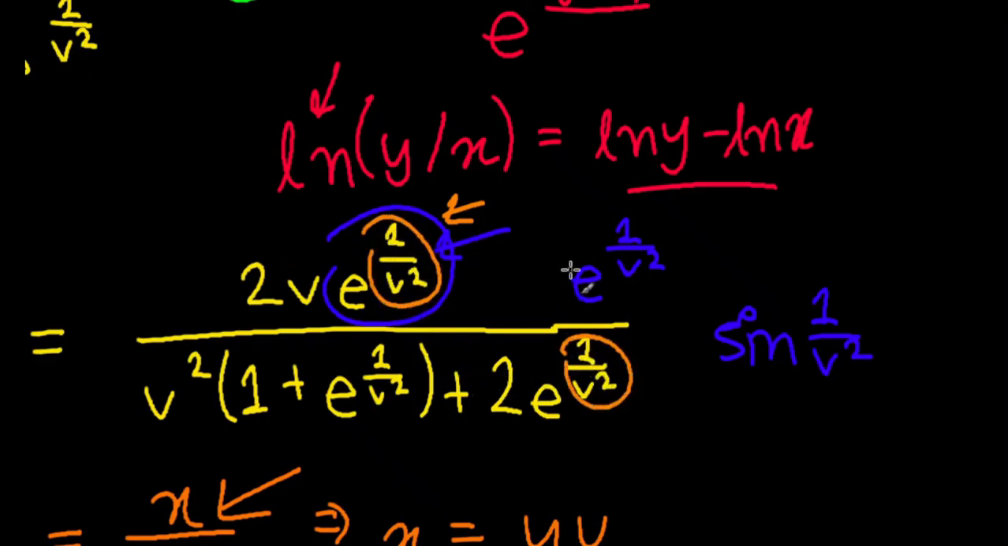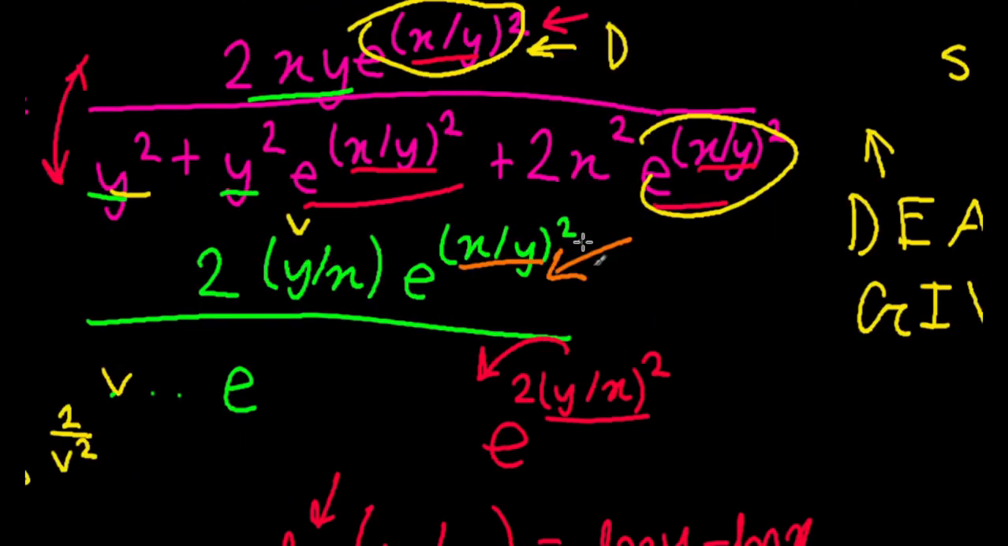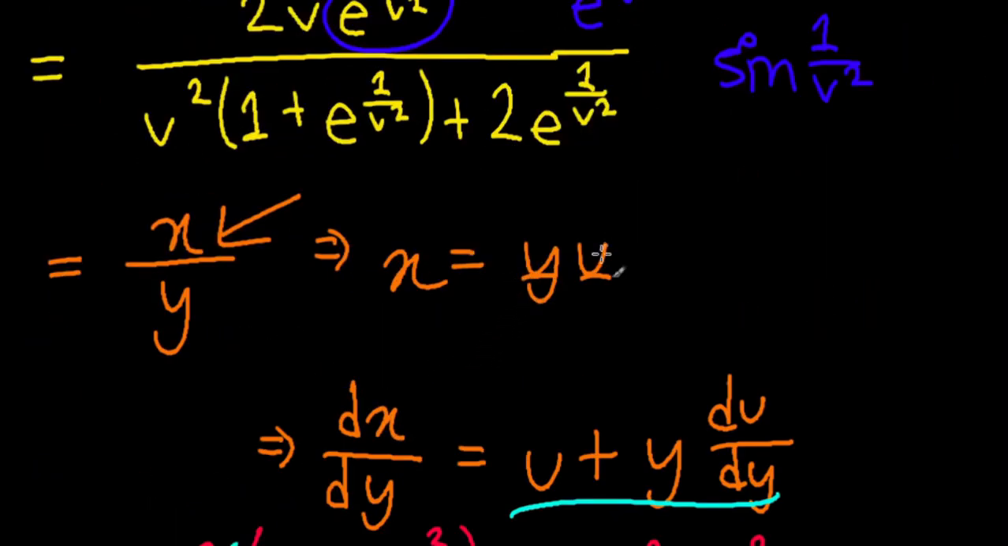Since we had, actually, why am I highlighting this one? I should have highlighted this one. Since we have x by y, you should definitely do the substitution of x by y, not y by x. Anyways, that's all that I needed to explain here.